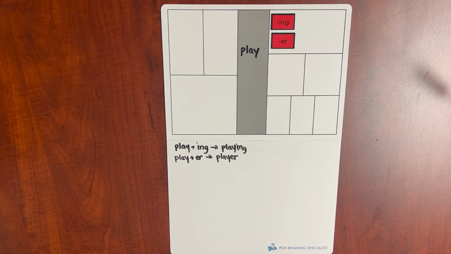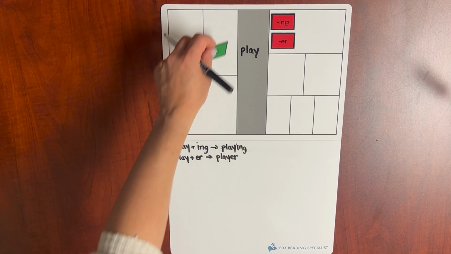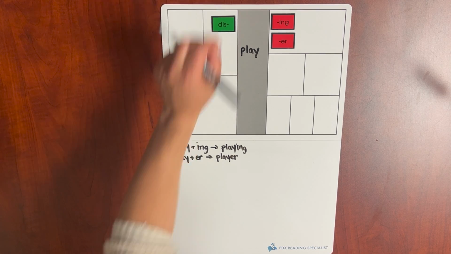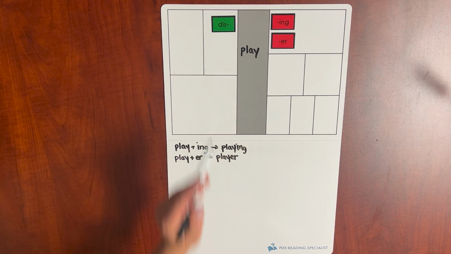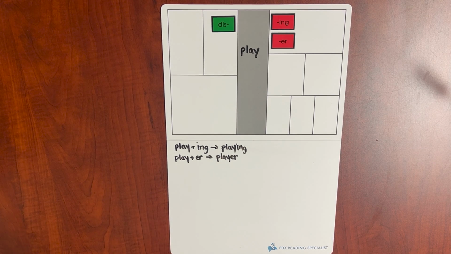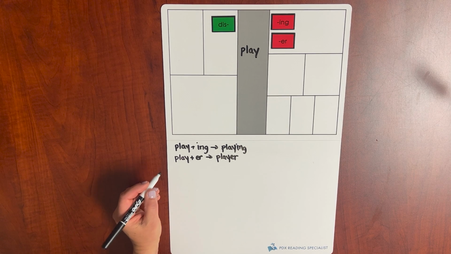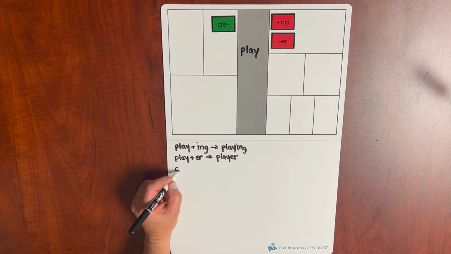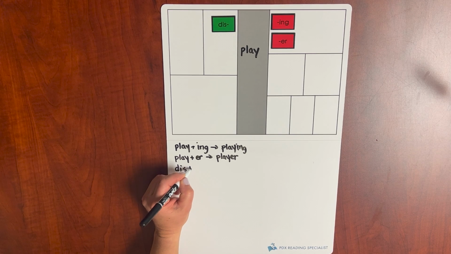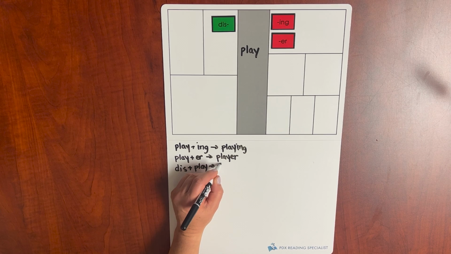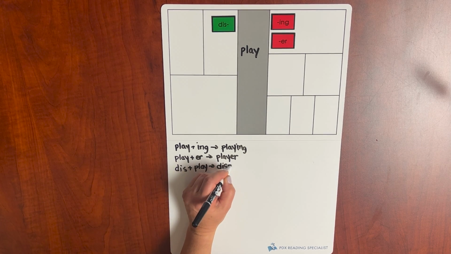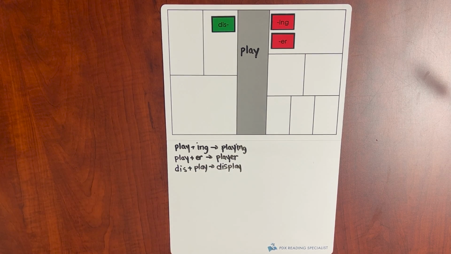And then, of course, another student says, I'm going to display my work at the science fair. And I say, ooh, display, what's the base? Play, P-L-A-Y, play. And the prefix is D-I-S. And of course, D-I-S goes on this side of play, to the left of play, because it is a prefix. And I say, and how do we write the word sum for display? And the student says, D-I-S plus P-L-A-Y can be rewritten as D-I-S-P-L-A-Y.